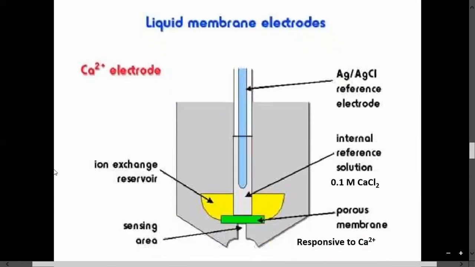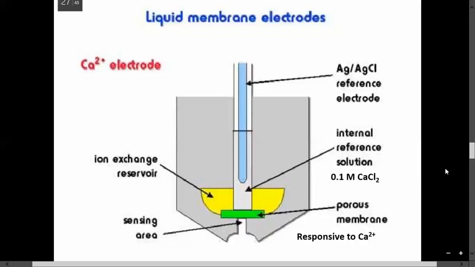Now, a liquid membrane electrode. This is the schematic diagram of the liquid membrane electrode: a calcium dipositive electrode with an ion exchange reservoir, sensing area responsive to calcium dipositive, porous membrane, internal reference solution of 0.1 molar calcium dichloride, and an Ag/AgCl reference electrode.